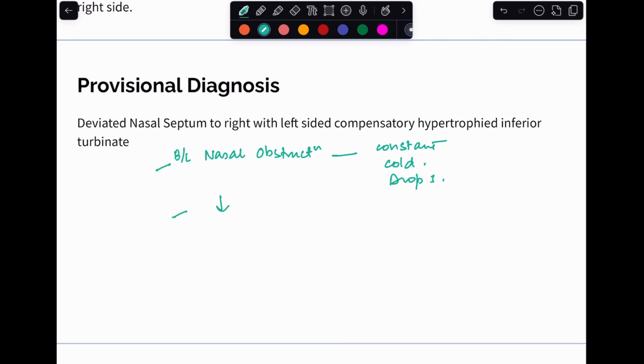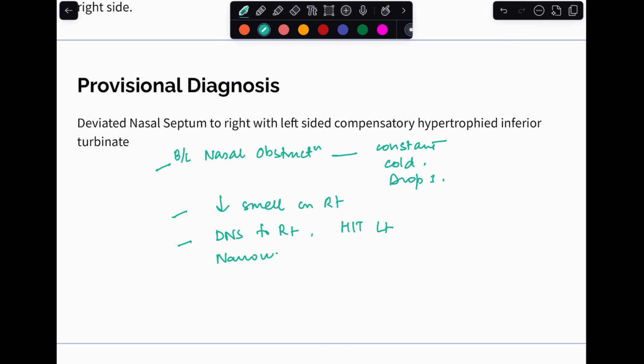Second, there was a reduced sensation of smell on the right side. And on examination, we found that there was a deviated nasal septum to the right side, and we found a hypertrophied turbinate on the left side. We found that the nasal cavity was narrowed.